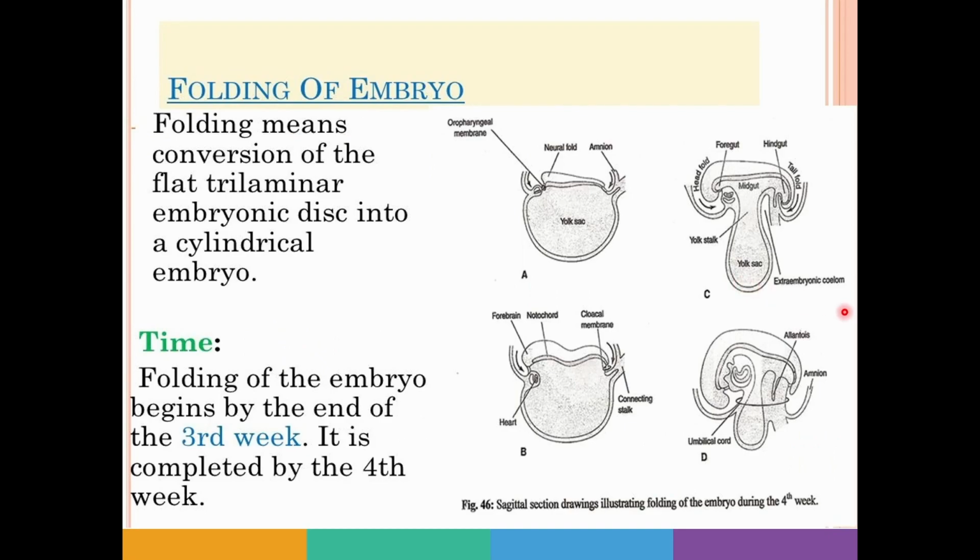Now, folding of embryos. What does it mean by folding of embryos? Basically, folding means conversion of the flat trilaminar embryonic disc into a cylindrical embryo. You can see it forms a cylindrical embryo here. Now, how much time does it take? Well, folding of the embryo begins by the end of the third week, but it is completed by the end of the fourth week.